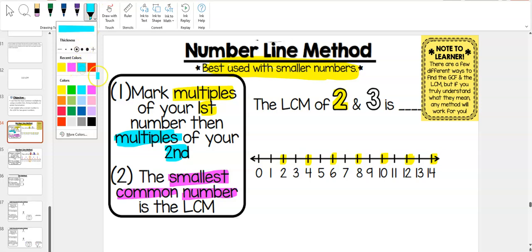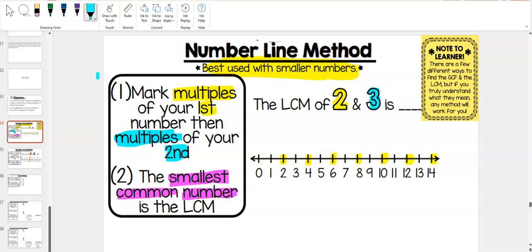Then I'm going to take my second color here and I'm going to skip count by 3s this time. Again, I'm not starting at 0. I'm going to go 3, 6, 9, 12, and those are all my 3s so far. Okay, I am now looking specifically at where these are in common, right? Where do I have 2 of the same multiples or 2 of the same dots? And I am looking for the smallest one. Okay, so in this case, 6 is the smallest common multiple of 2 and 3.